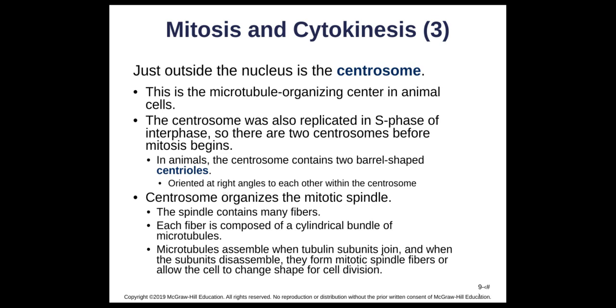What's going to happen is those are going to migrate away from one another, and they contain those microtubule fibers or spindle fibers. Each fiber is made of microtubules, which are made of tubulin, and they are going to change the shape of the cell so that it can be ready to divide.